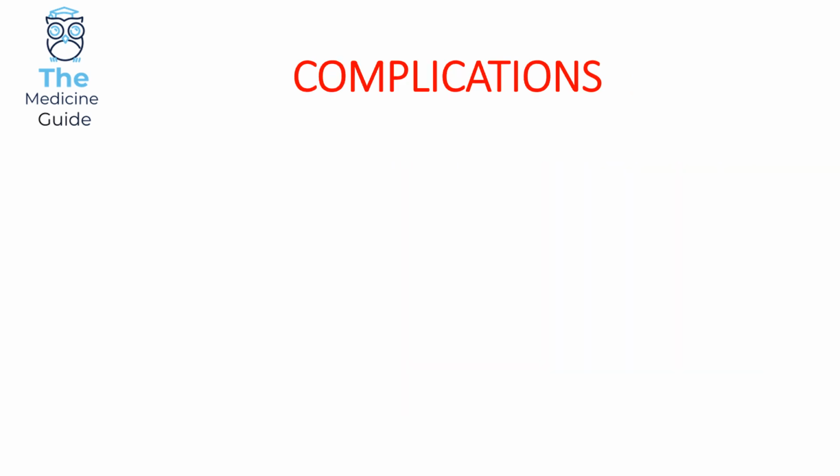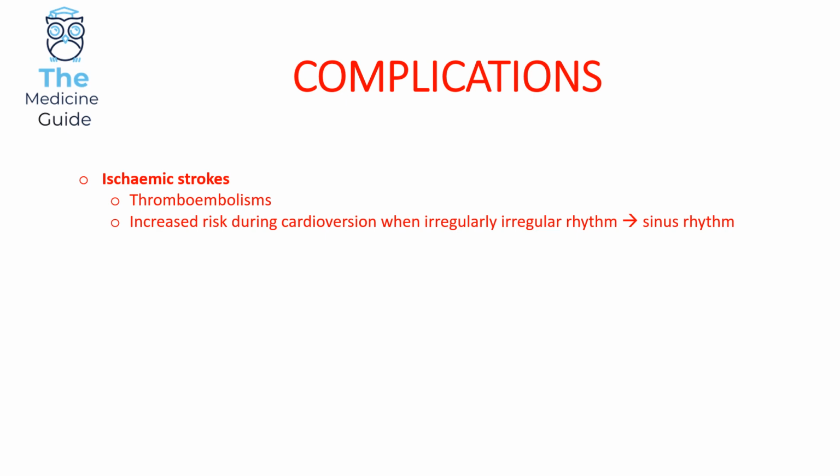So now let's look at the complications. Atrial fibrillation is a major risk factor for ischemic stroke. So atrial fibrillation is a source of potential thromboembolism. These thromboembolisms can, as the name says, throw off clots, and this can lead to an emboli lodging itself within the cerebral circulation, leading to an ischemic stroke.